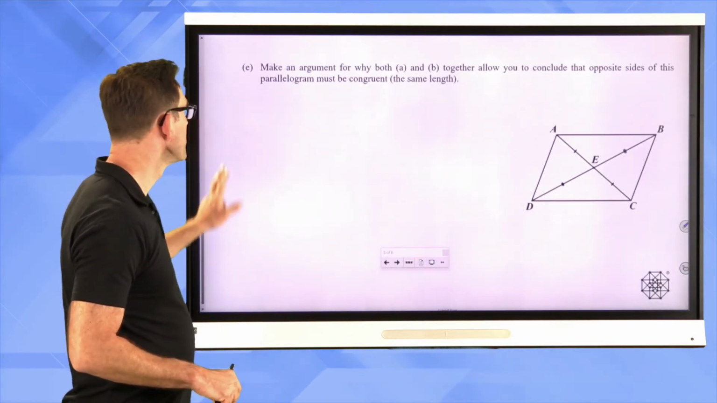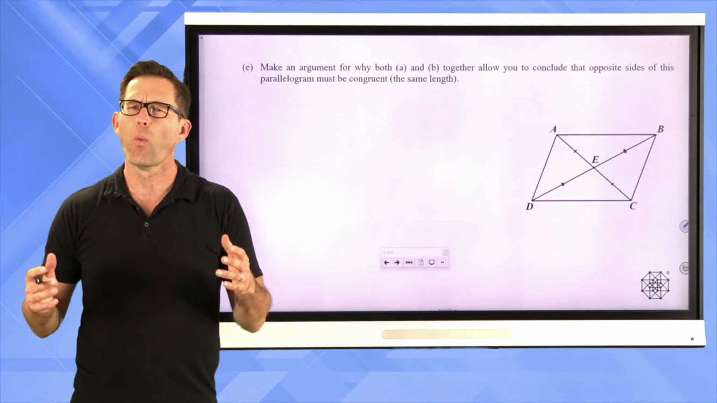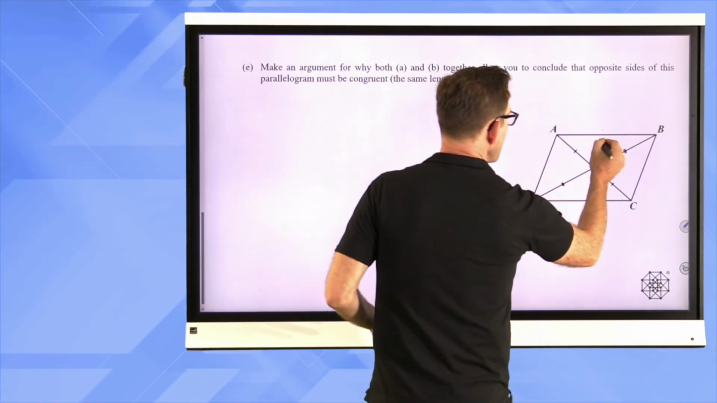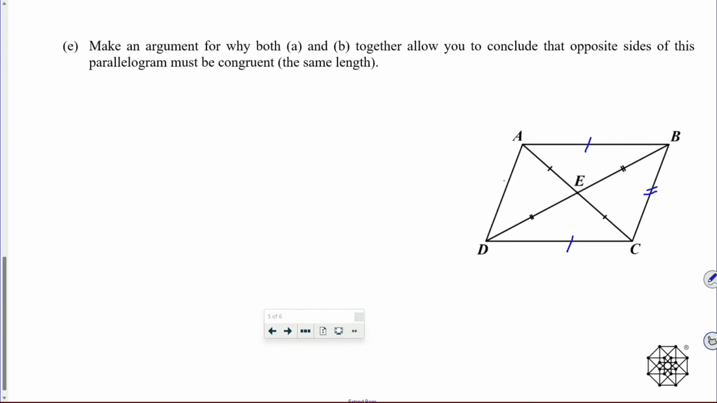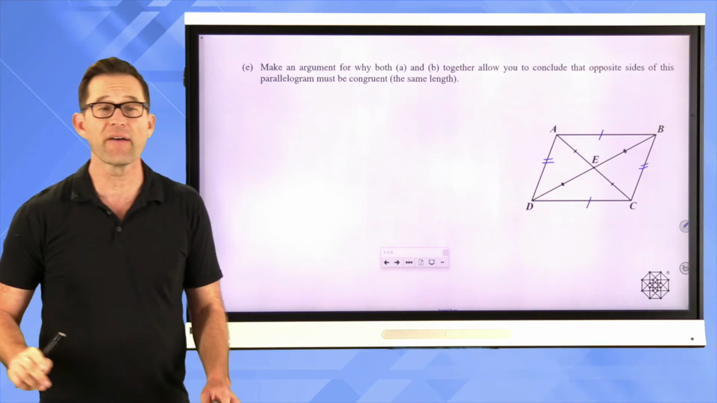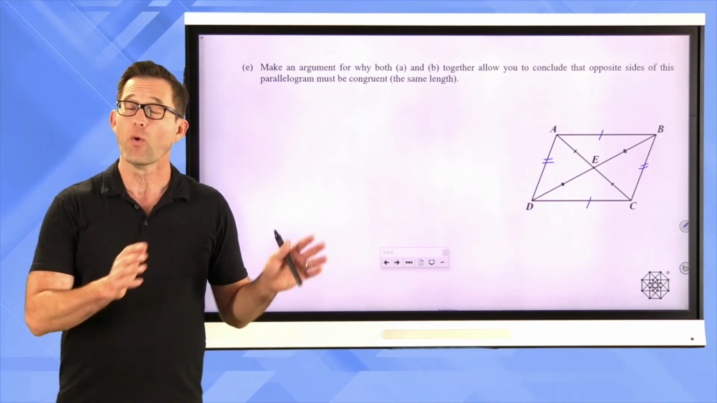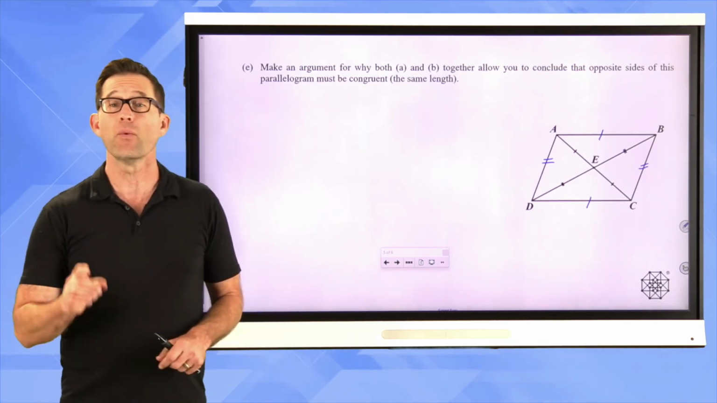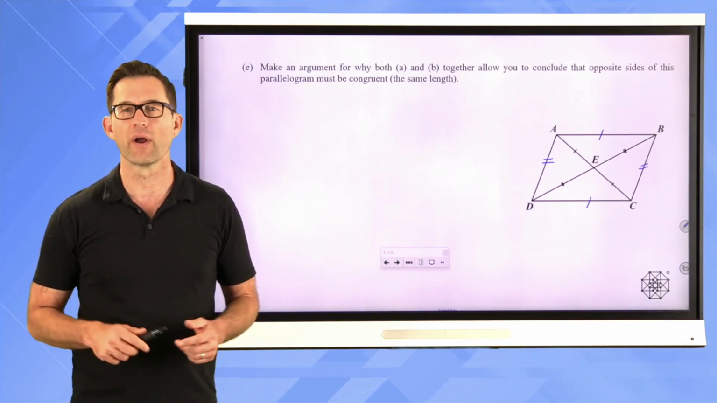Now, final issue, letter E. Make an argument for why both A and B together allow you to conclude that opposite sides of this parallelogram must be congruent, i.e. they must be the same length. So why is it that AB must be the same length as CD and why BC must be the same length as AD? They have to be, and it can't just be because they look like they are. That's not allowable. We've learned something in this problem that will allow us to say why that's true. Pause the video and see if you can write something down.